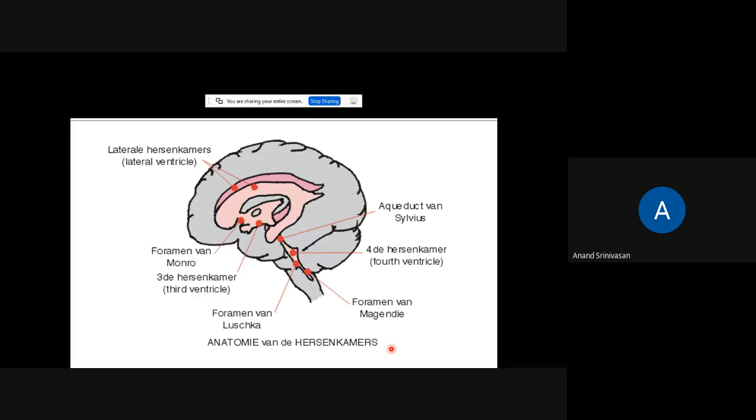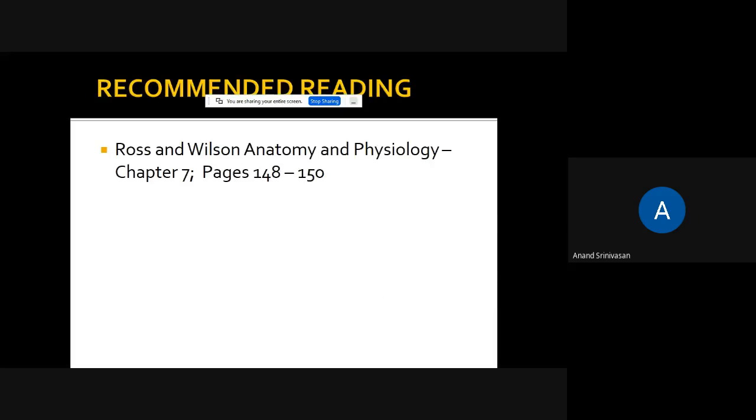This is another picture showing the different foramens as well as the ventricles. This one is in German, but you can make out some of the parts. Here you can see the lateral ventricles. This is the interventricular foramen, or foramen of Monro. This is the third ventricle, and from the third ventricle to the fourth ventricle through the aqueduct of Sylvius. And from the fourth ventricle, it goes into the subarachnoid space through the foramen of Magendie and the foramen of Luschka. All right.